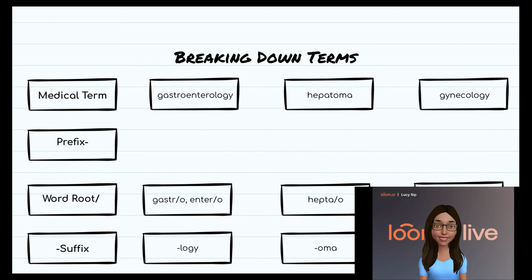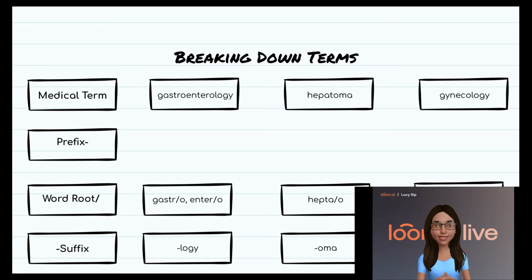Now let's talk about breaking down terms. As you can see, none of these terms have prefixes, which is totally normal. Gastroenterology has the combining forms gastro and entero, and the suffix -ology. Notice that this term has two word roots. We keep the combining vowel between the two roots so that it will be spelled gastroenterology and not gastroenterology. The suffix -ology means process of study, entero means intestine, and gastro means stomach. Together we have the study of the stomach and intestines.